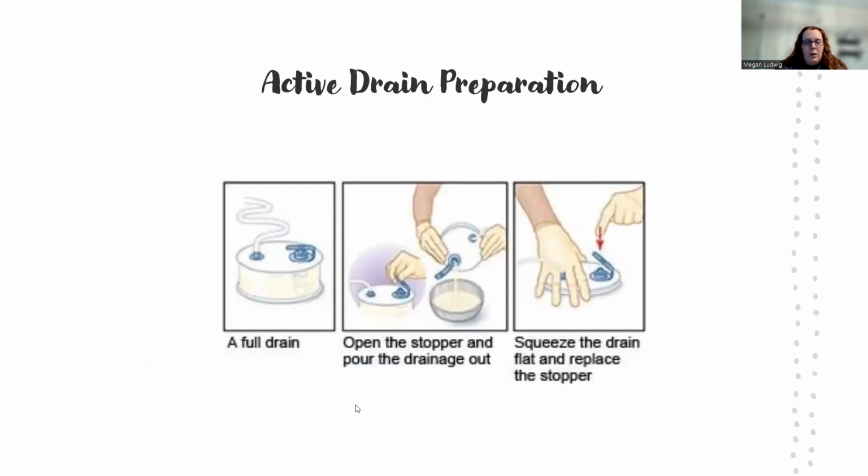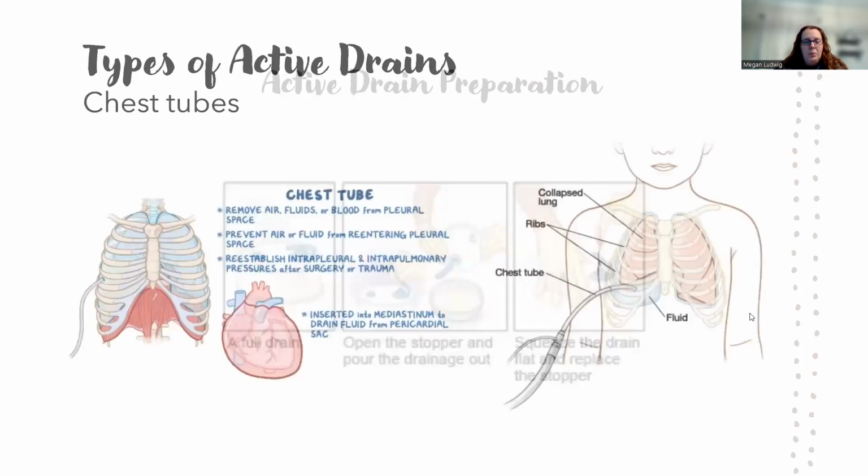So like I said, with the drain preparation, both with the JP and the hemovac, this is how you activate it or empty it. Okay, full drain, it's already been allowed to fill up. You empty the emptying port, pour it out into an appropriate container, whatever it is, and then squeeze it again while replacing the stopper. It's important that you squeeze it completely before you put that thing back on. That gives it negative pressure.